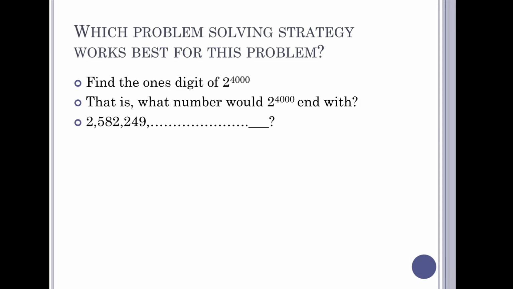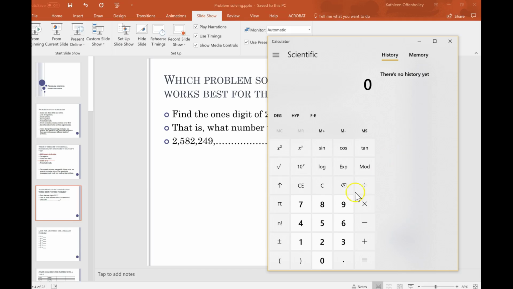So let's look at this problem right here and see which problem-solving strategy would work best for this problem. We're looking at what the ones digit of 2 to the 4,000 would be. That is, what number would this end with? 2 raised to the 4,000th power. I'm just going to pause the PowerPoint for a second because I know if you're like me, you want to reach for your calculator and go 2.